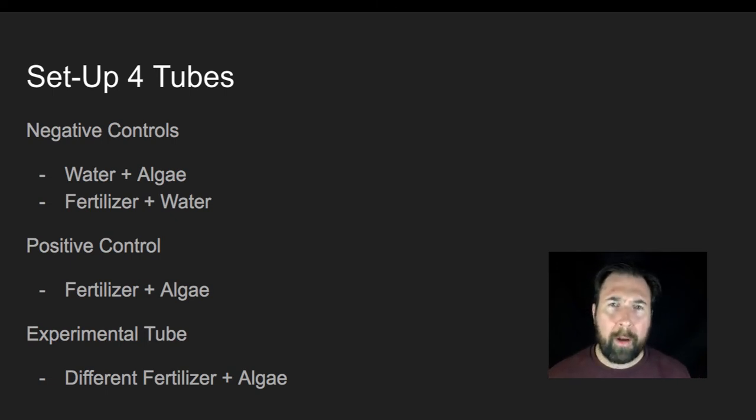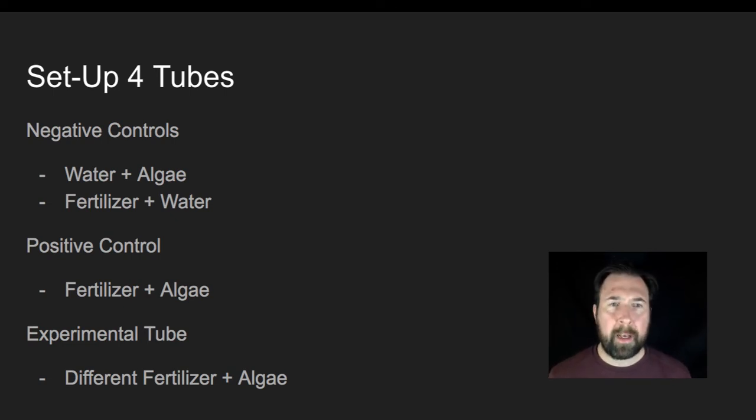And this will depend also on whether you're using a nitrogen fertilizer, a phosphorus fertilizer, a potassium fertilizer, or some combination of the three. And then for your experimental tube, you're going to pick some different amount of fertilizer. So let's say you do your research and you find what your positive control is going to be, and then you want to add double that amount of fertilizer. Is that going to be beneficial to the algae? Is it going to be harmful to the algae? Maybe you want to use 50%. Maybe you want to use 20% more.